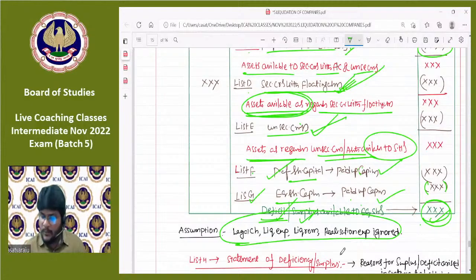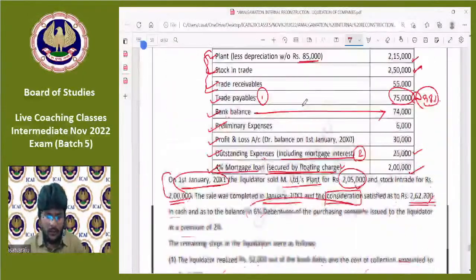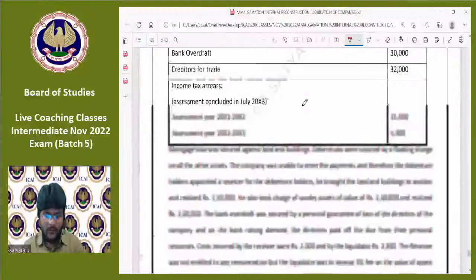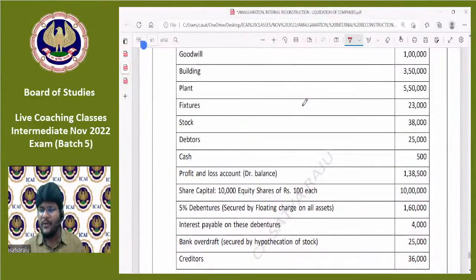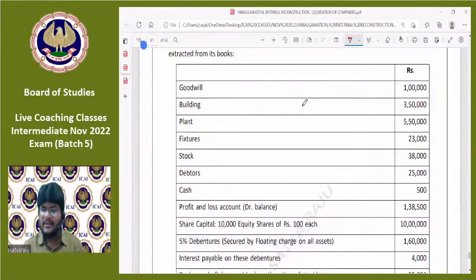Now, let me explain the same thing through a problem, guys. Please, all of you take problem number 11. Sir, statement of affairs is format based, guys. That's why I don't want to give that much importance, and it is lengthy as well. Nothing else is there, but it is lengthy.